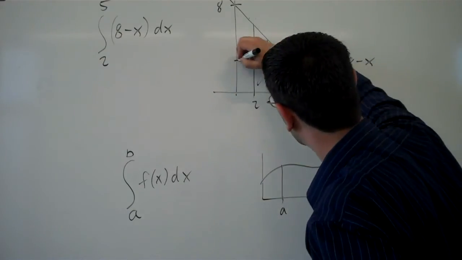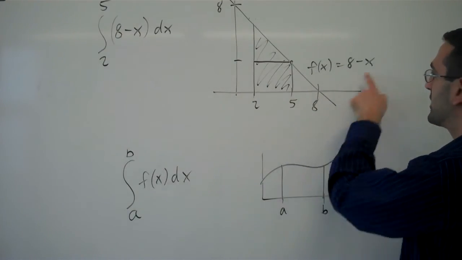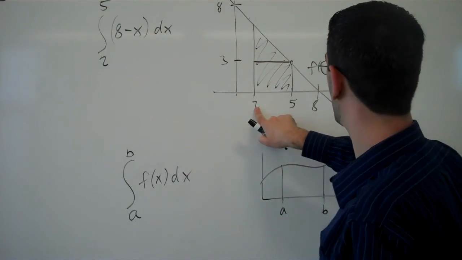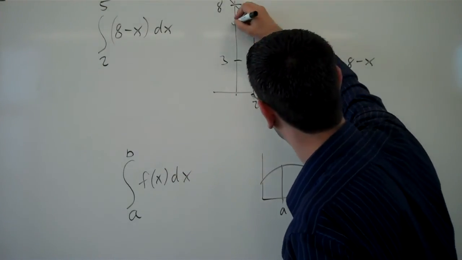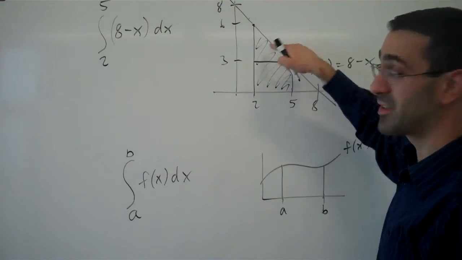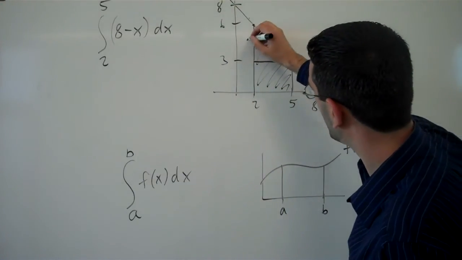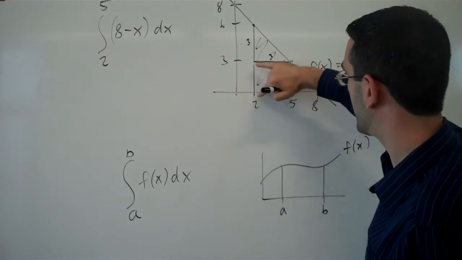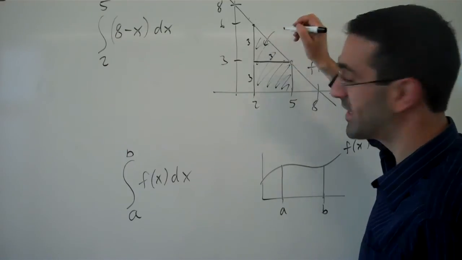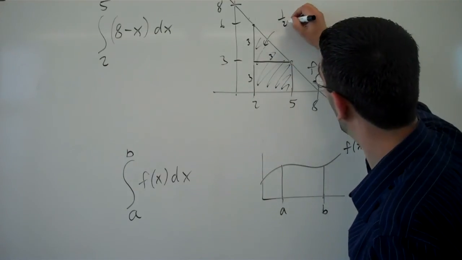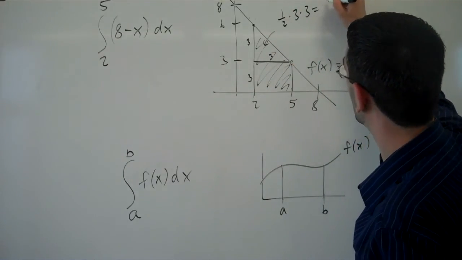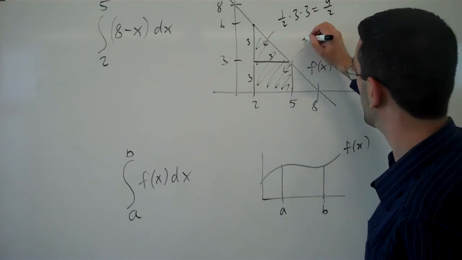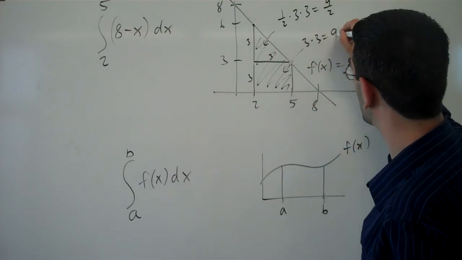So first thing I would need is the function value here. If I plug in 5 for x, 8 minus 5 is 3. If I plug in 2 for x here, this function value is 6. And so this triangle is 3 high and 3 wide. This rectangle is 3 wide and 3 high. So the area of this triangle is 1/2 base times height, or 9/2. The area of this rectangle, 3 by 3, is 9.